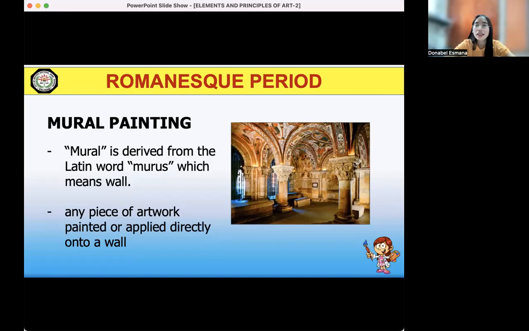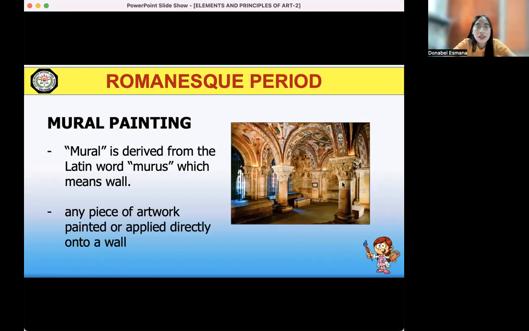So when we say mural, that is derived from the Latin word murus, which means wall. It can be defined as any piece of artwork painted or applied directly onto a wall or ceiling or other larger permanent surfaces, flat, concave, or convex to be precise. And yes, again, when we say mural painting, nauso ito during the Romanesque period at nagpipaint sila sa wall, sa ceiling, kagaya ng mga nakikita niyo sa simbahan hanggang ngayon.